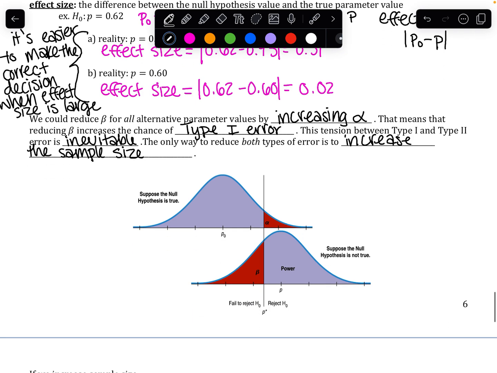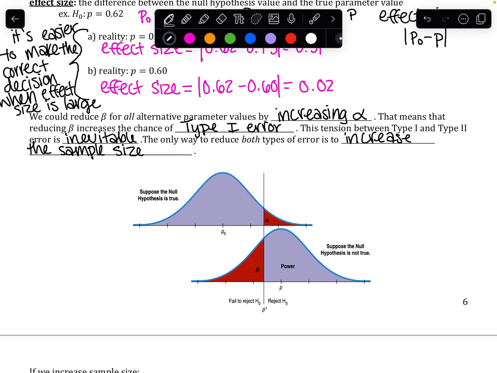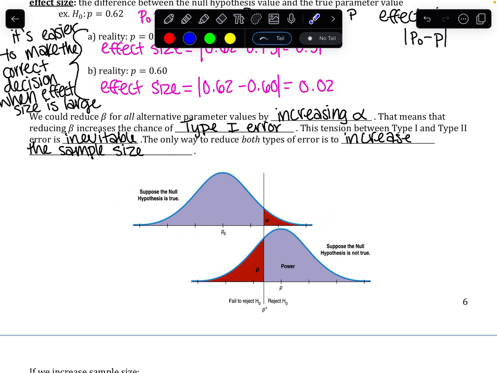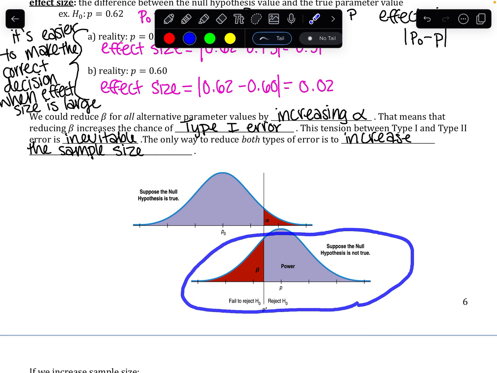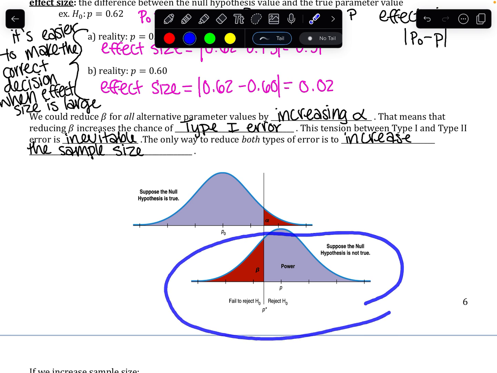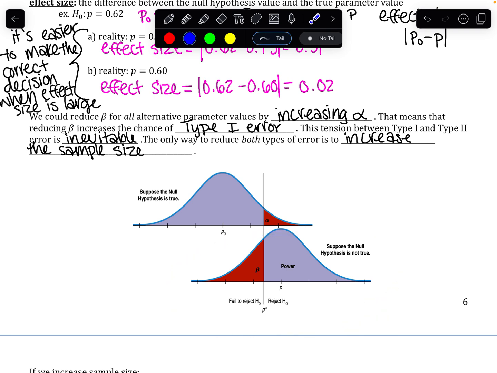Okay, so below here I have a little picture to help show what's happening here. So this top normal model would be the normal model we would get if the null hypothesis was true. Okay, you can see that it's centered at p naught. Now, if the null hypothesis is not true, the normal model would not be centered at p naught, and it would be centered around some other p, like in this bottom normal model. Okay. Remember, we don't know whether the null hypothesis is true or not. So we might be on that top normal model, we might be on the bottom, we're not really sure, okay?